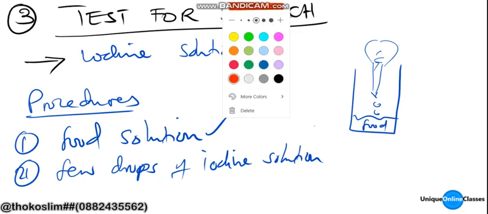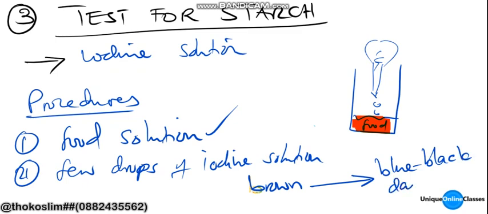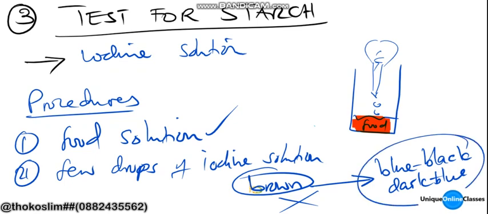If the color changes from brown to blue black, and in some other books, dark blue, it means starch is present in that food sample. But if the color does not change, iodine solution is brown in color, and if it stays brown like that, the food sample does not contain starch. And sometimes the color can change from orange to brown before it finally turns blue black. So that's the thing about testing for starch.